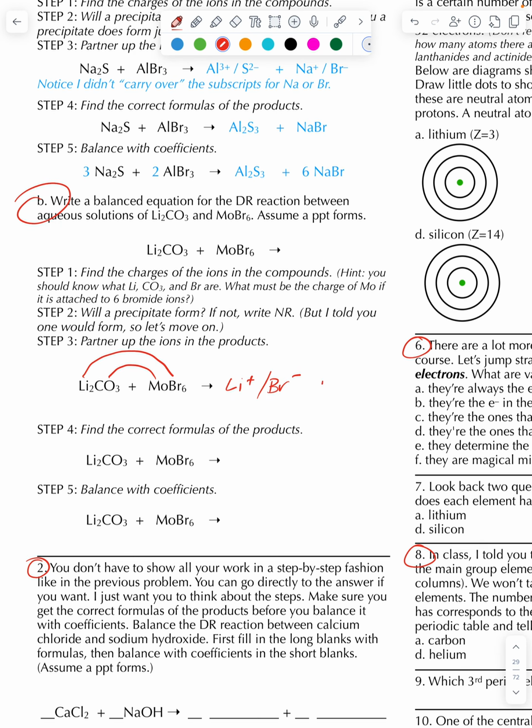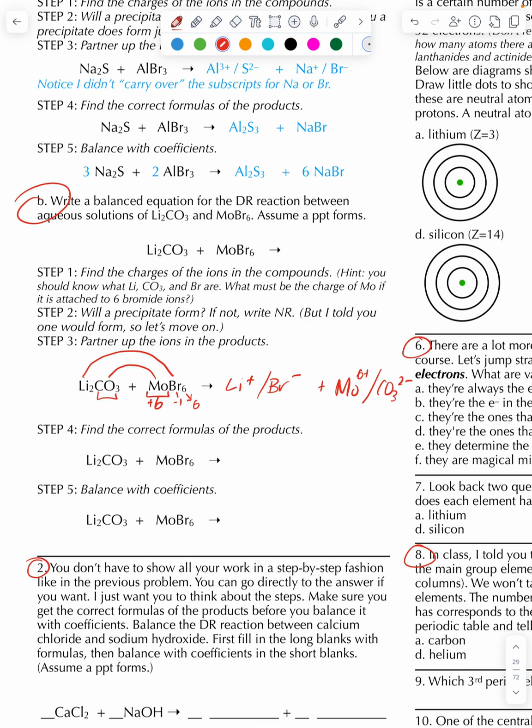Now the molybdenum is going to be with the carbonates. But what is the charge of the molybdenum in this compound? It's one of those that could have different charges. But if each bromine is -1 and I have 6 of those, that's -6. So molybdenum must be +6 there, right? So we're going to have the molybdenum +6 partnered with the carbonates. And what's the charge of the carbonate? 2-.